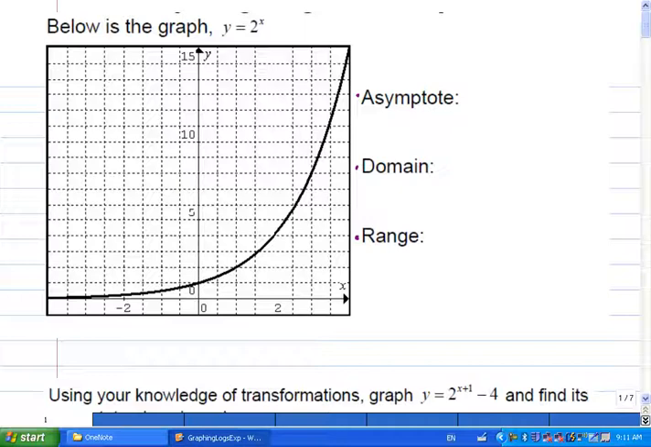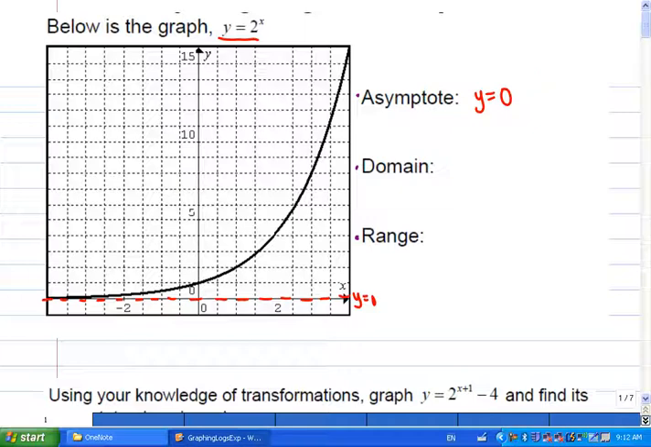So let's start here by taking a look at the graph y equals 2^x. There's an asymptote in this picture, so I'll draw it in for you. This is where the asymptote occurs, and that happens where y equals 0.